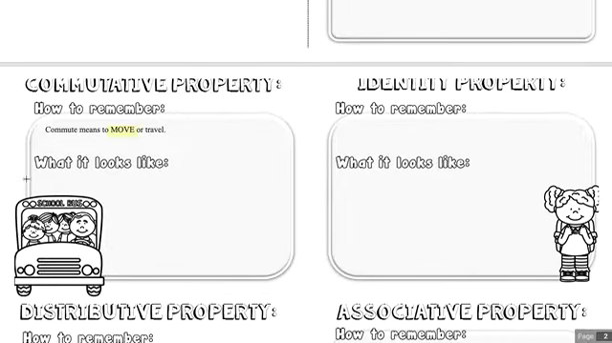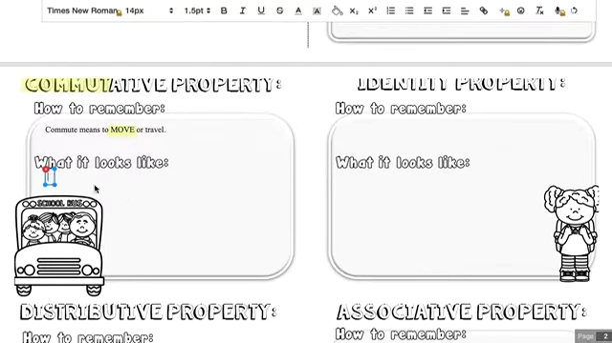That's why we've got this school bus here. I hope that you can associate the word commutative to the school bus. You should probably highlight this root word there. Commutative means to commute, and commute means to move. So what it looks like is essentially our numbers move. The numbers move within the equation or expression.